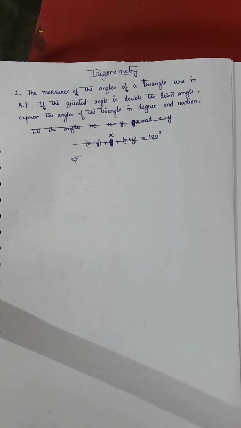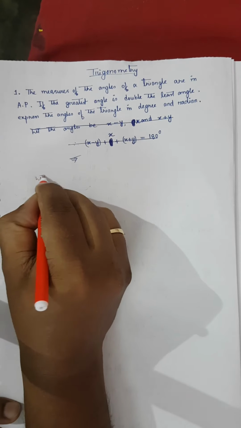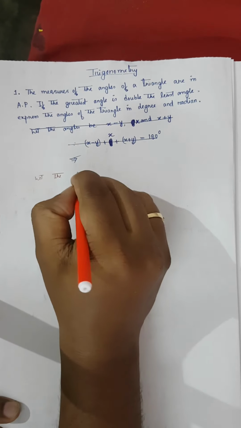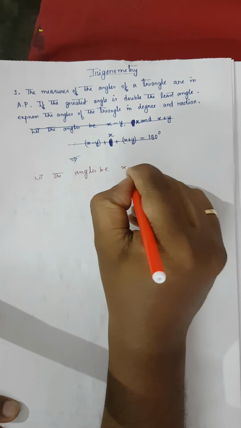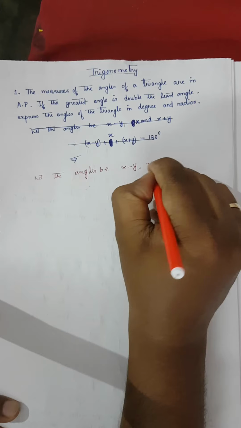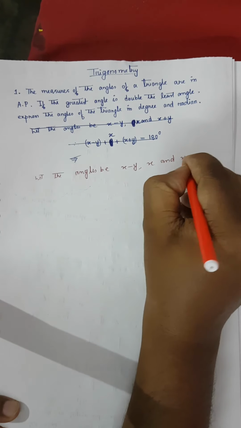Number 1. The measures of the angles of a triangle are in AP. If the greatest angle is double the least angle, express the angles of the triangle in degree and radian. So you are given that the angles of a triangle are in AP. So let the angles be x minus y, x and x plus y.